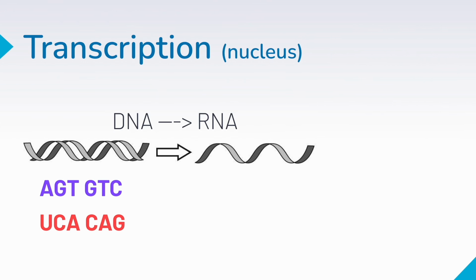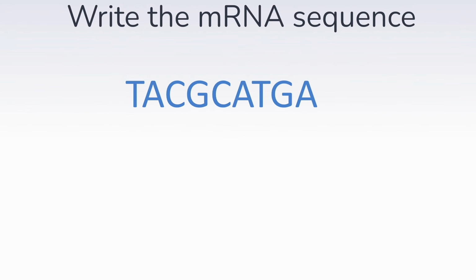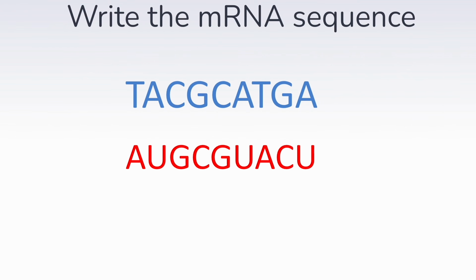So if we're transcribing a sequence of DNA, this purple is the DNA here. The sequence is A, G, T, G, T, C. The complementary RNA would be A pairs with U, G pairs with C, T pairs with A, G pairs with C, T pairs with A, and C pairs with G. So again, try this on your own. Go ahead and pause real quick. The correct mRNA sequence here would be AUG, CGU, ACU.